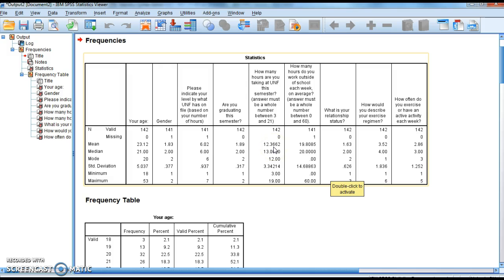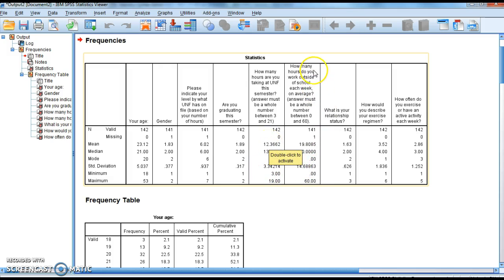12.36. Now, the standard deviation is 3.34, and for a brief description of what standard deviation is, that helps you to see how much people vary around the mean. So for a small standard deviation, we can see that people are pretty close, around 12.